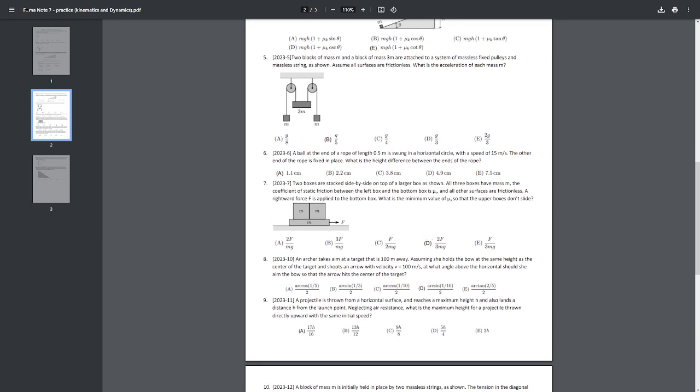All right, question 5. Two blocks of mass m and a block of mass 3m are attached to a system of massless fixed pulleys and massless string as shown. Assume all systems are frictionless. What is the acceleration of each mass m? All right, this is a simple one. What does our diagram look like? Let's pull out the black.